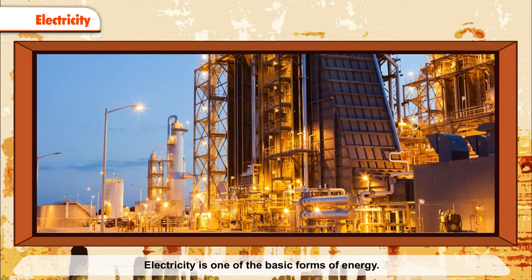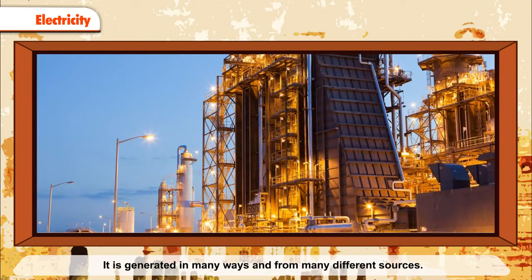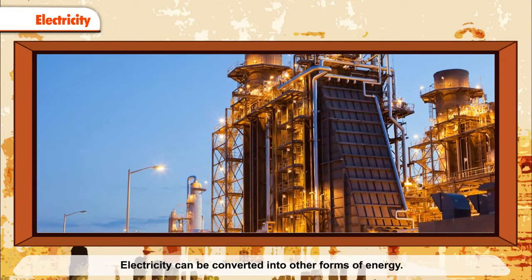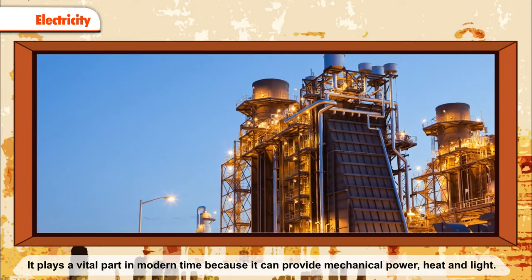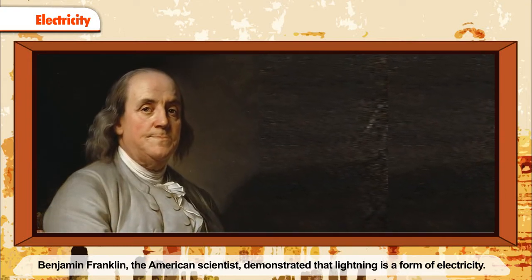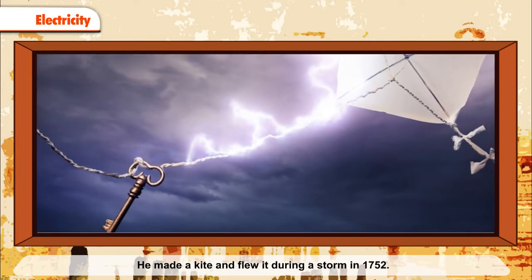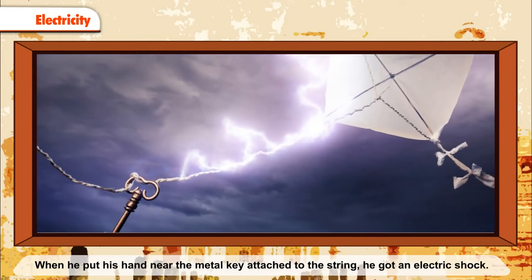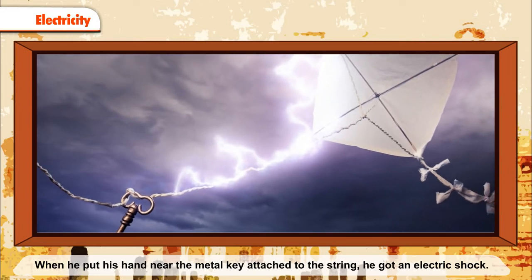Electricity. Electricity is one of the basic forms of energy. It is generated in many ways and from many different sources. Electricity can be converted into other forms of energy. It plays a vital part in modern times because it can provide mechanical power, heat and light. Benjamin Franklin, the American scientist, demonstrated that lightning is a form of electricity. He made a kite and flew it during a storm in 1752. He held the string by a silk cord. When he put his hand near the metal key attached to the string, he got an electric shock.